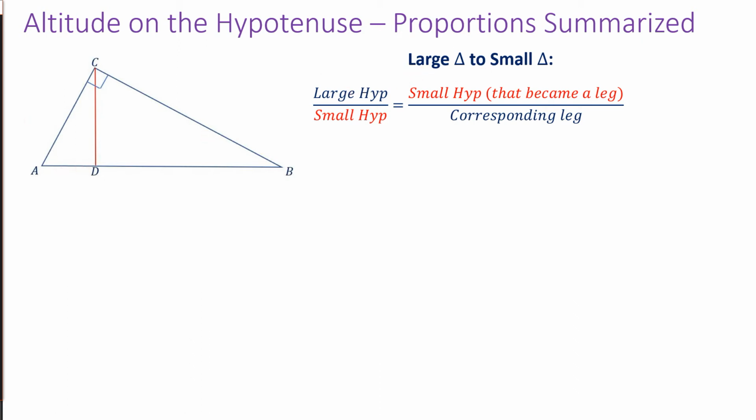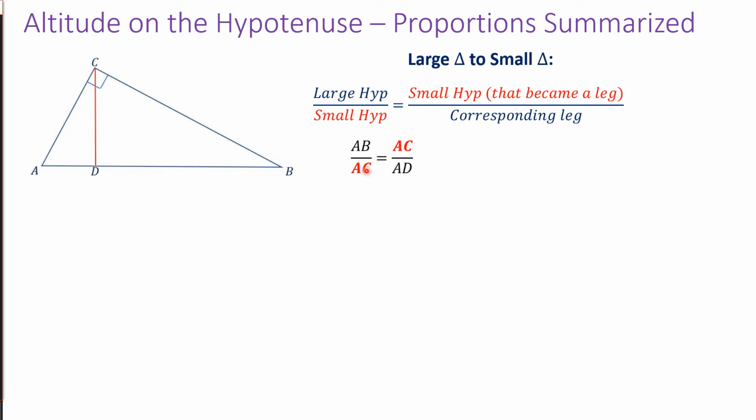Putting letters with this ratio, let's look at it. It's AB, large hypotenuse, to AC, small hypotenuse. AC becomes the small leg for the large triangle, so AC to AD. Now there's a special relationship we talk about where AC is the geometric mean.